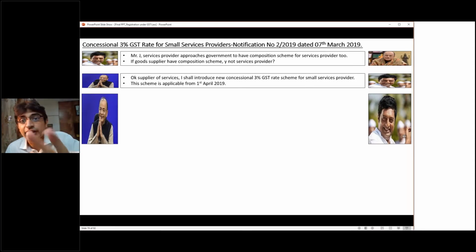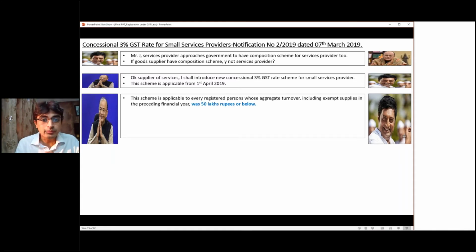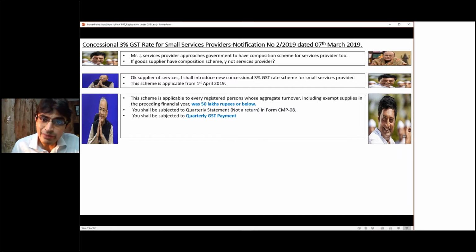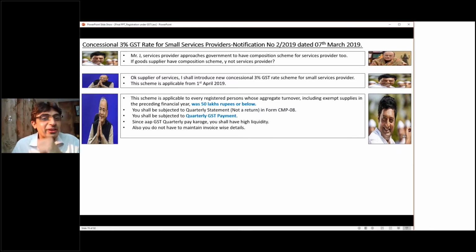Whenever you read a heading, concessional 3%, we are talking about this scheme. What is the benefit about this scheme? This scheme is applicable for the providers of service having aggregate turnover of up to 50 lakh rupees. Only those people can offer this scheme. Clear? They have to file the same quarterly statement, CMP08. Payment also they have to do quarterly, not monthly. Very good. Others will pay monthly, we will file quarterly.